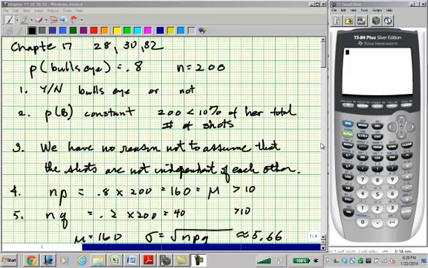So number one, it's a yes or no question. Either the archer hits a bullseye or the archer does not. Two, the probability of a bullseye is constant since 200 is less than 10% of the archer's total number of shots. If they do 200 one time, we have to assume that the archer has done many thousands, probably tens of thousands of shots. Three, we have no reason not to assume that the shots are independent of each other. We're not told anything that would indicate that the shots are not independent.